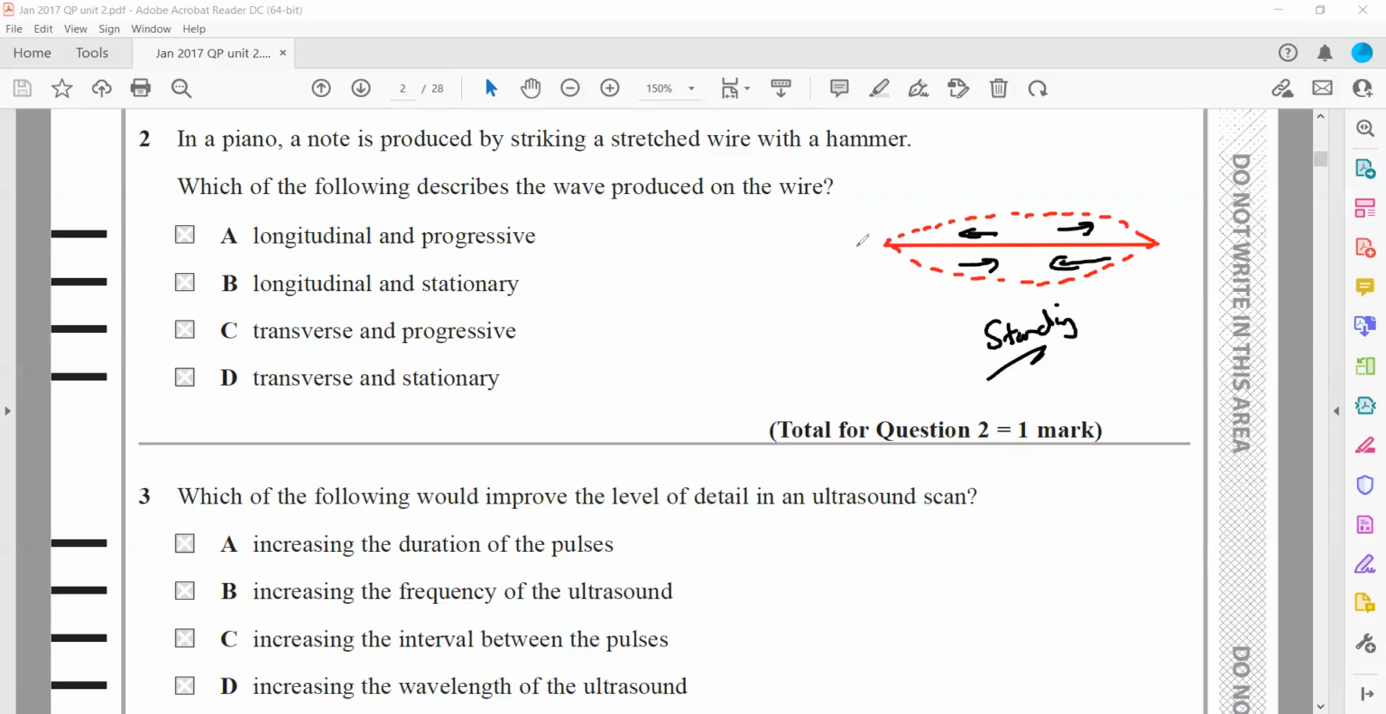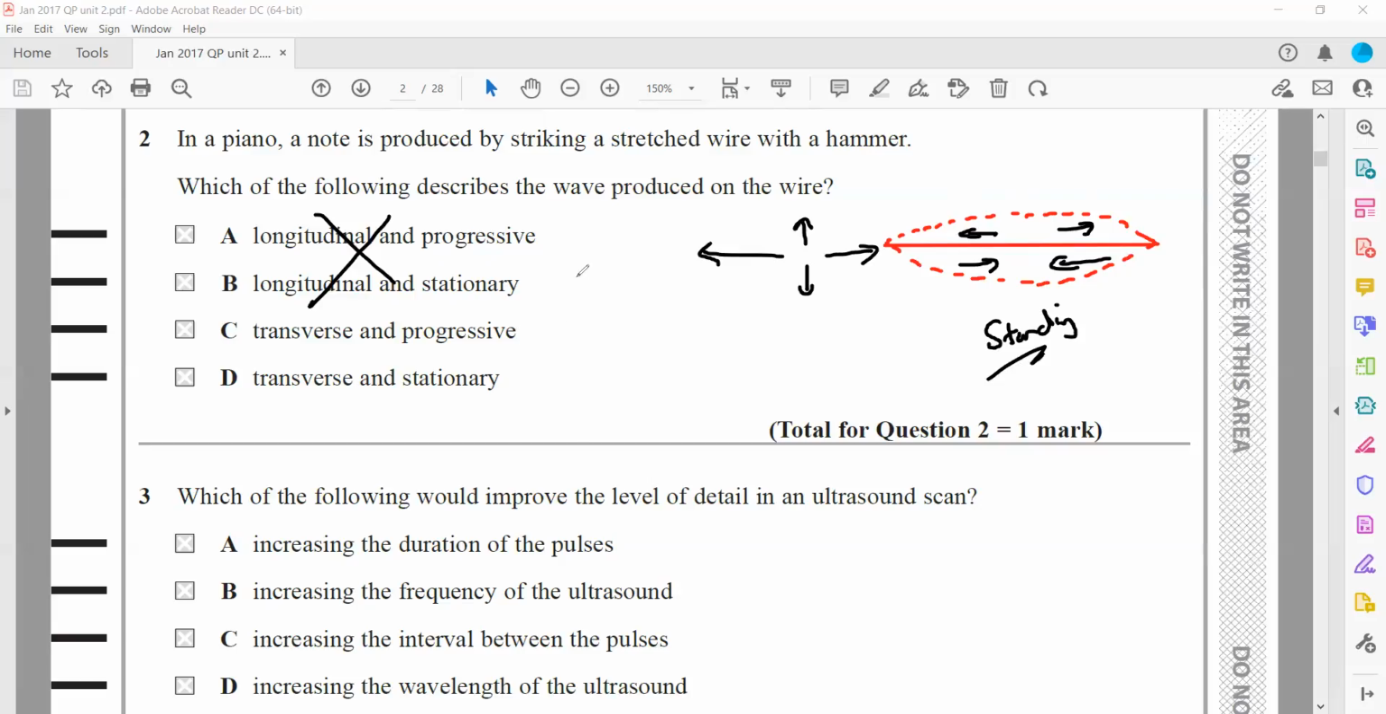So it cannot be longitudinal. Why can it not be longitudinal? Because when we strike the wire, the particles vibrate up and down, and the direction of the wave is either towards the right or the left-hand side. So it cannot be longitudinal. It is transverse, either progressive or stationary.